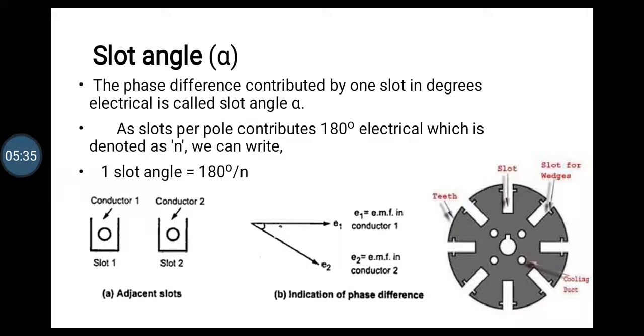Just see here on the right side, the winding is there. You can see here 8 slots are there. So 4 slots will be responsible for one pole. So totally 8 slots for 2 poles. The angle contributed by one slot will be 180 degrees divided by 4, that is nothing but 45 degrees.